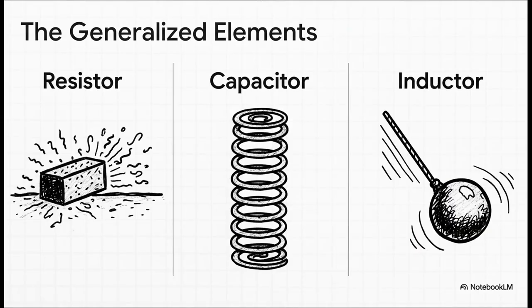So what do they actually do? Well, a generalized resistor is anything that just burns off energy. Think friction. A generalized capacitor, that's all about storing potential energy, like a coiled spring. And the generalized inductor, that's for storing kinetic energy, the energy of motion, like a heavy mass that's moving.